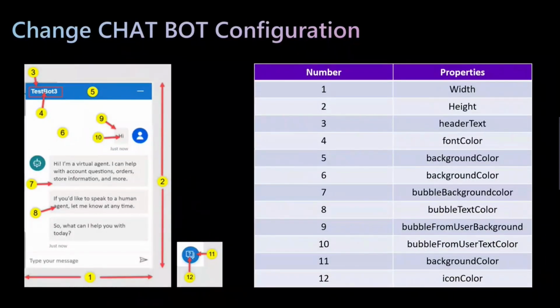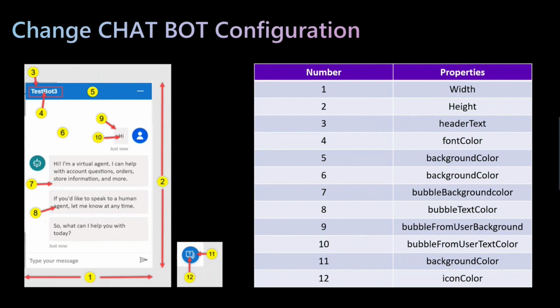Now, what are the configurations of the chatbot? You can change it, because this is one of the most common questions that you have in your mind. Let's say I have created a chatbot. Now there are a lot of features of the chatbot, like the title, the width, the height, the background color. A lot of properties are there. So what kind of properties can I change? I just put numbers on the chatbot properties.